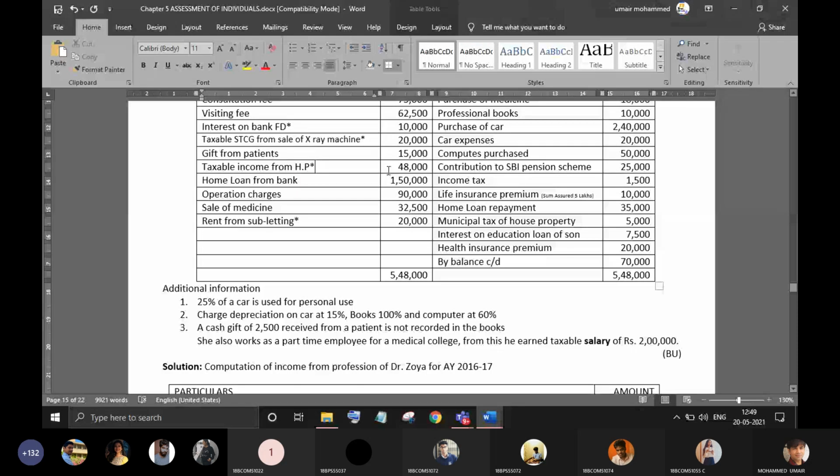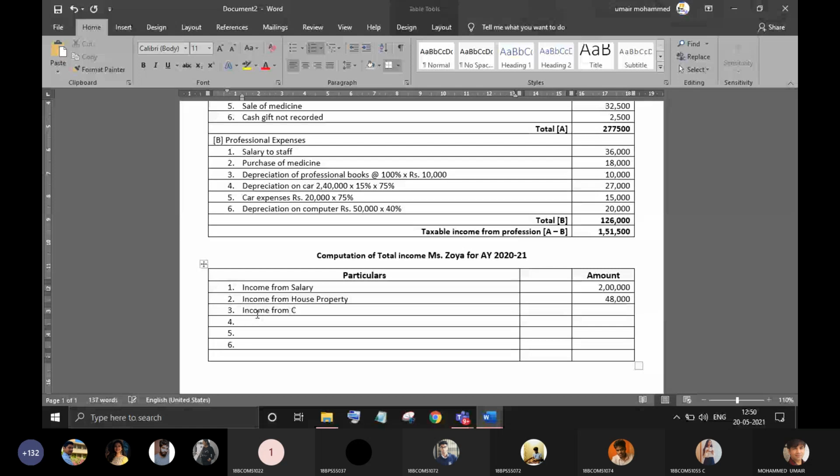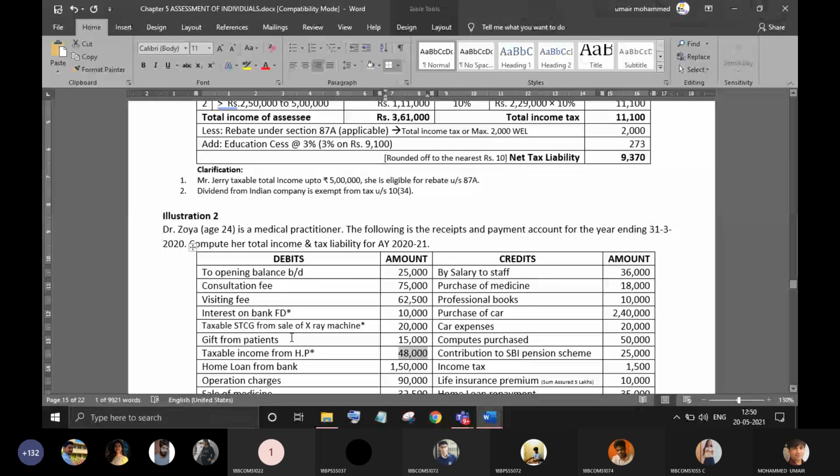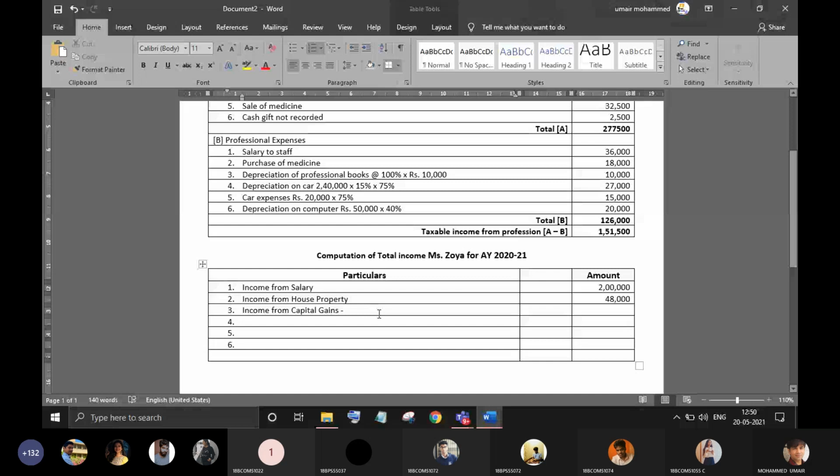Next you have income from capital gain. There is one transaction, as you can see here. Short-term capital gain from sale of X-ray machine. He has earned 20,000 rupees.